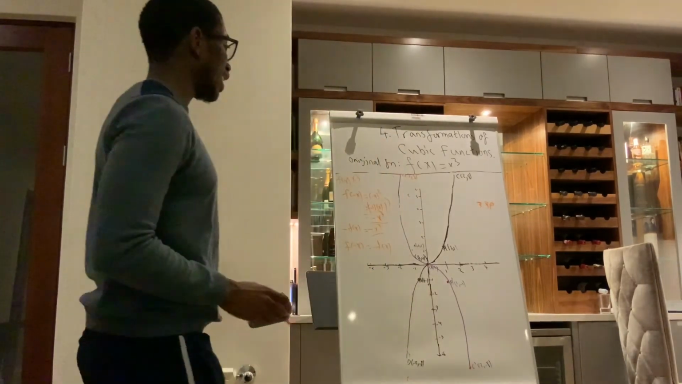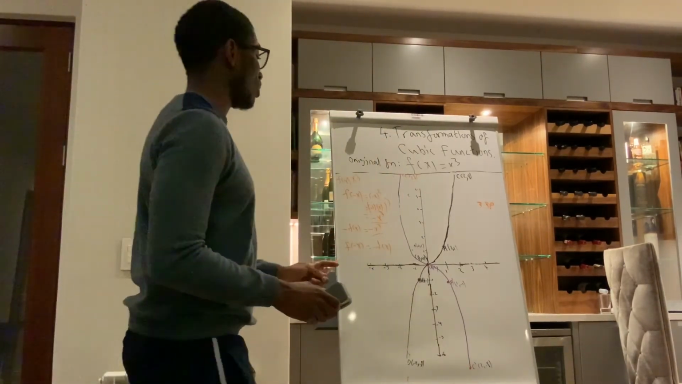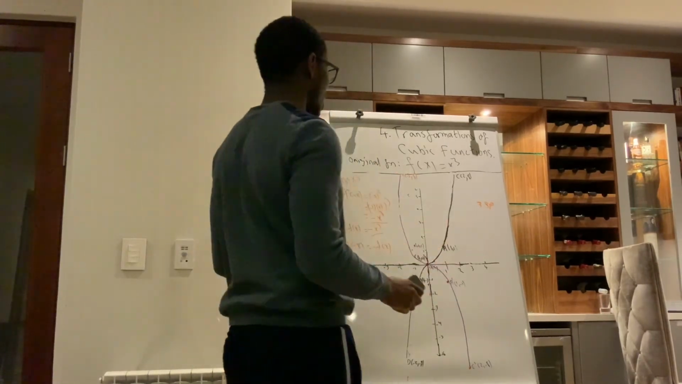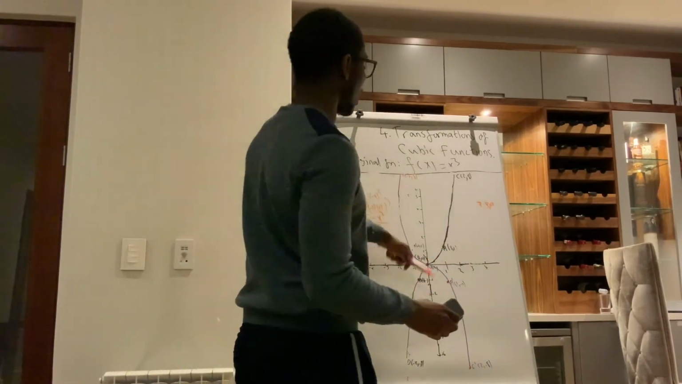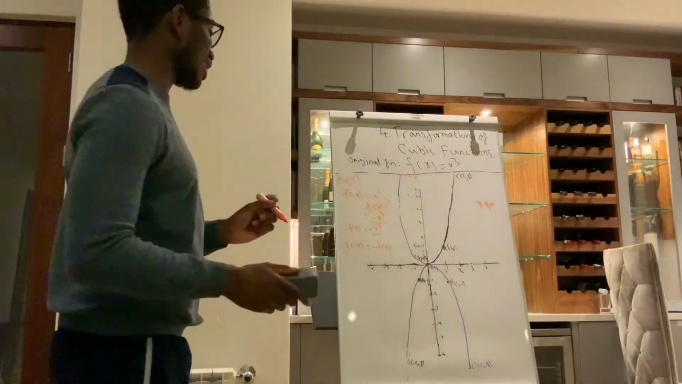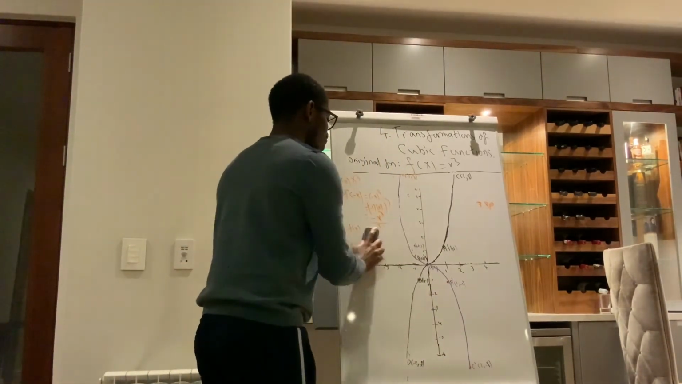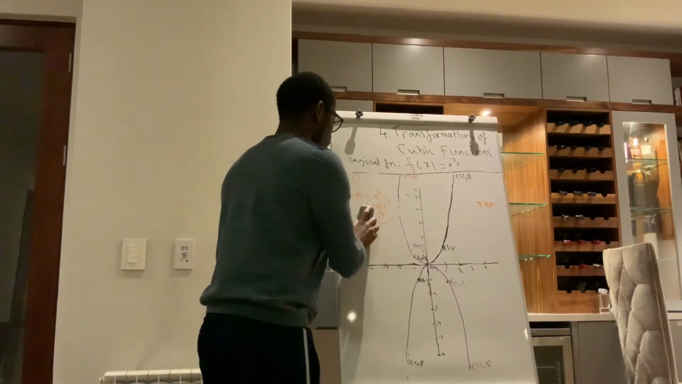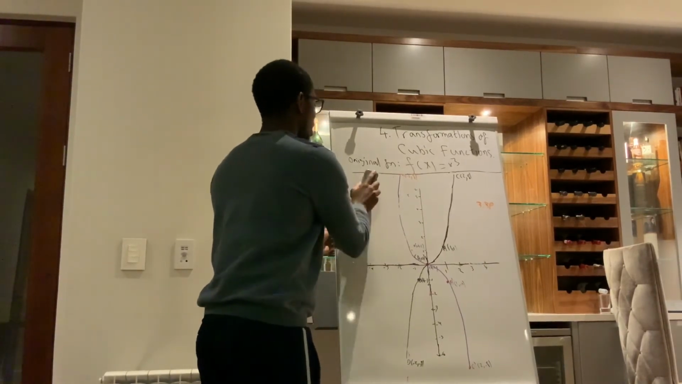So algebraically, we've proven that the reflection about the x-axis and the reflection about the y-axis are the same, and we've also proven it graphically. As you can see, they're the same exact image, or the same exact graph. So guys, those are the 4 key transformations you need to know.